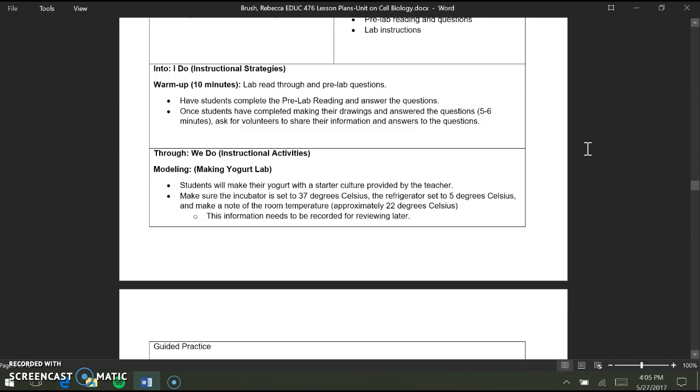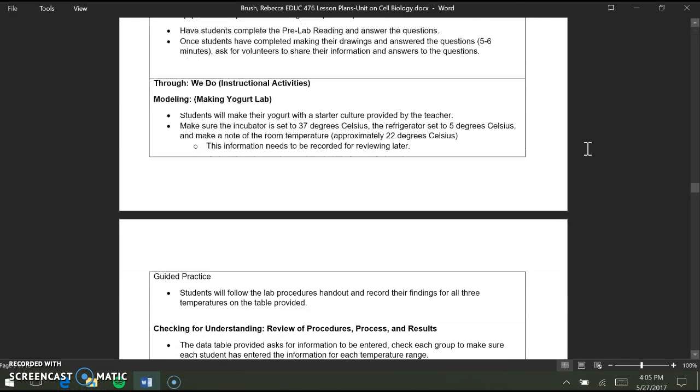And there was a lot of excitement, so it was hard to keep the class quiet, but they were really excited to be able to do this. We started with the starter culture for the yogurt, and everybody got 3 cups. Every student got 3 cups to use with the starter culture to make their yogurt.